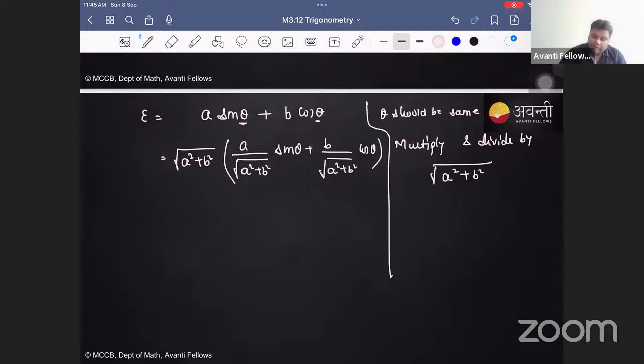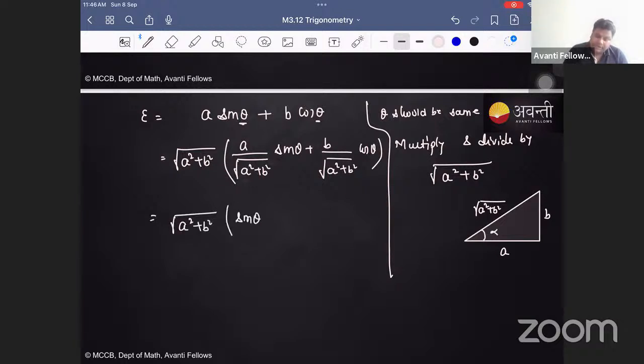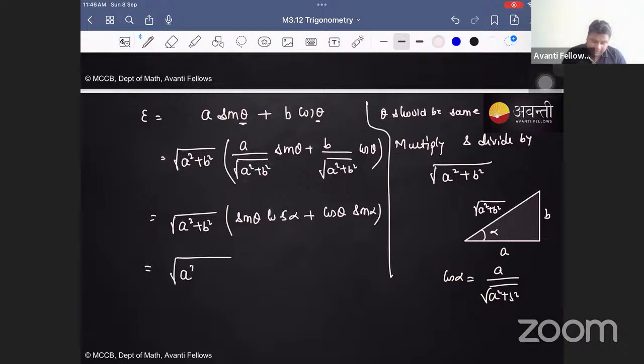Now, let us assume a triangle. This triangle has sides b and a, so the hypotenuse will be under root of a square plus b square, and say this angle is some alpha. So it is under root of a square plus b square times sine theta. This a upon under root of a square plus b square will be cos alpha, plus cos theta, this will be sine alpha. So I can say it is under root of a square plus b square times sine theta plus alpha.